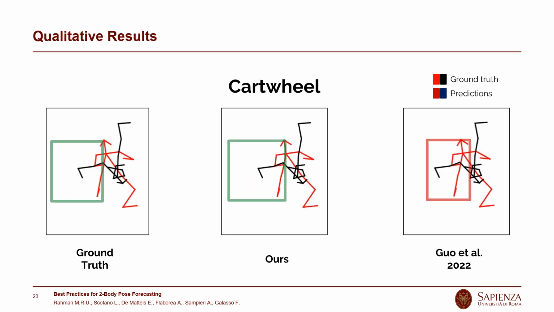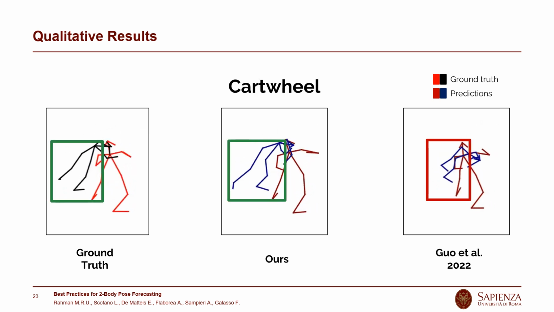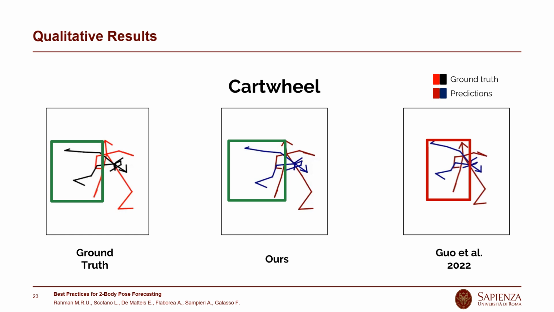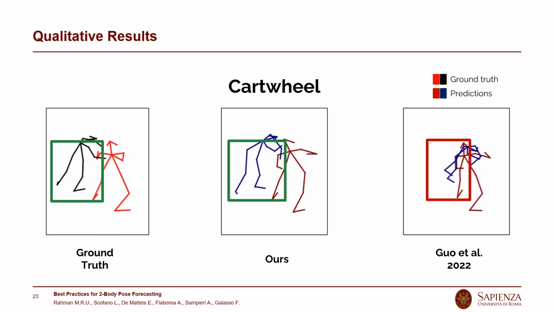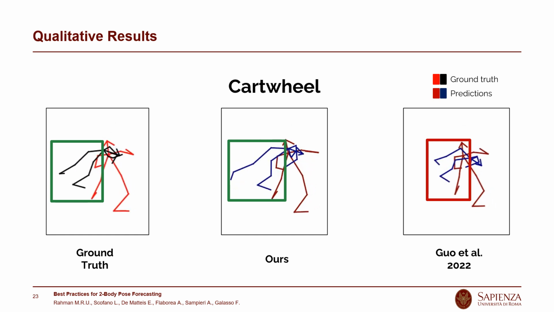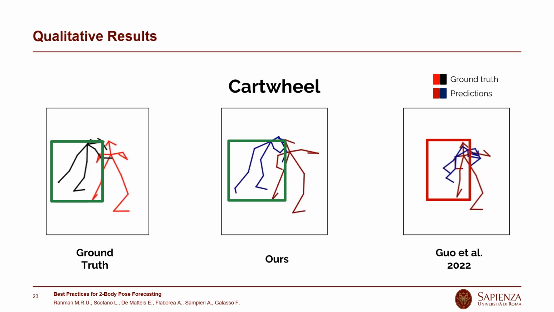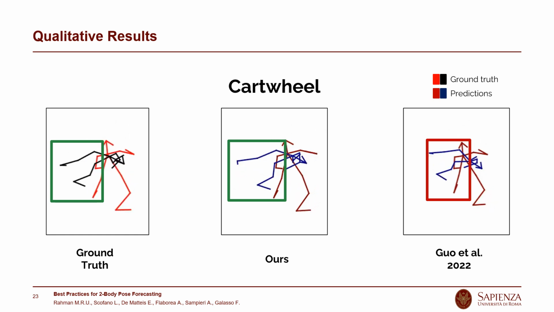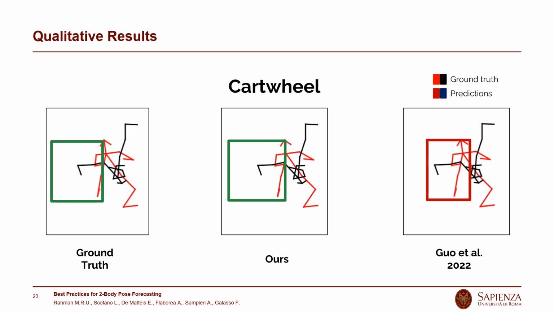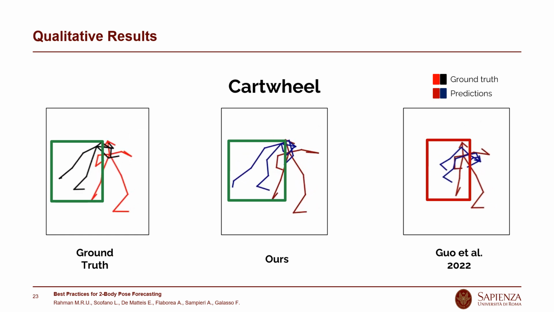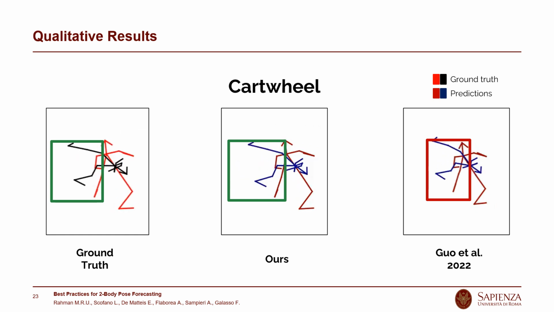Even in the case of extreme actions, our model excels at generating smooth and natural motion, whereas the previous method produces unnatural motions with noticeable deviations from the ground truth. Our model's ability to handle extreme actions and maintain the smoothness and naturalness of the predicted motion showcases its robustness and effectiveness in capturing complex movements.